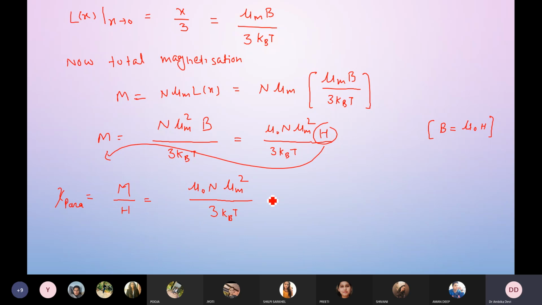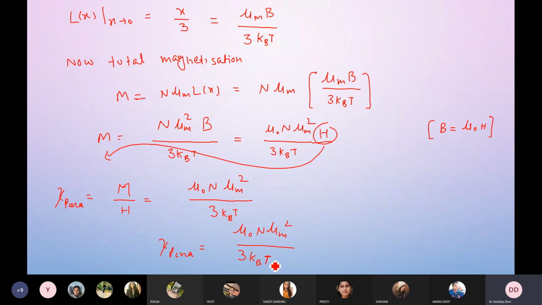So this is the paramagnetic susceptibility. Psi para is equal to mu naught n mu m square divided by 3 kb T. Okay, so what does it show? What information did you get from this expression? It shows that the paramagnetic susceptibility is inversely proportional to temperature.